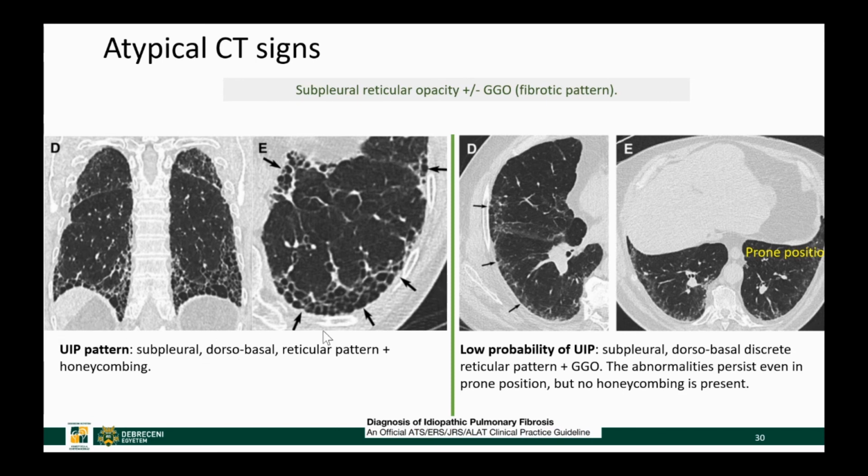So as a reminder, here's the typical UIP pattern with the subpleural, dorsal-basal reticulation and honeycombing. However, UIP might not be so conspicuous. Sometimes you just see the dorsal-basal faint reticulation with very discrete ground glass opacities. However, these abnormalities will persist even in the prone position.